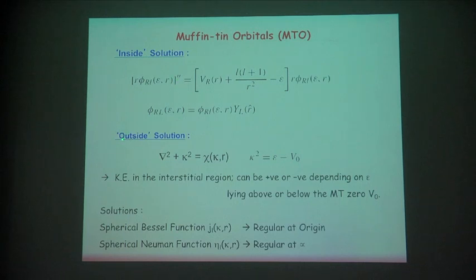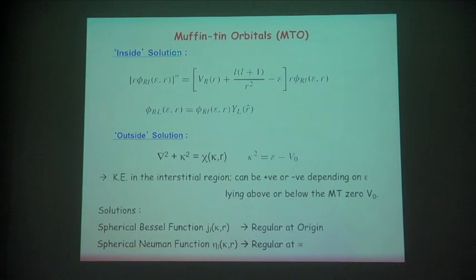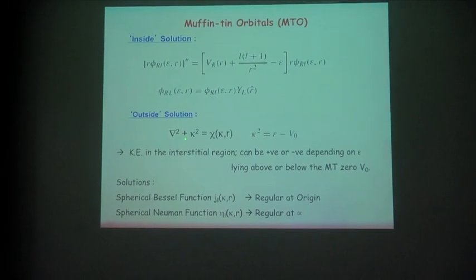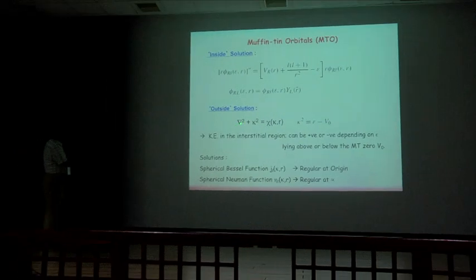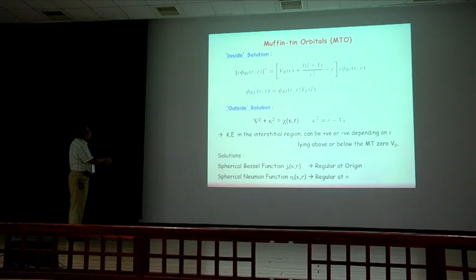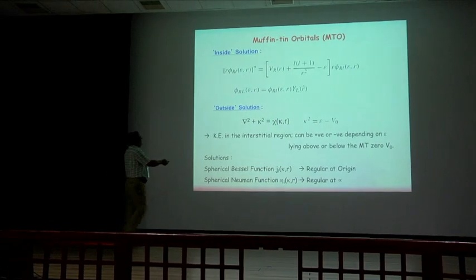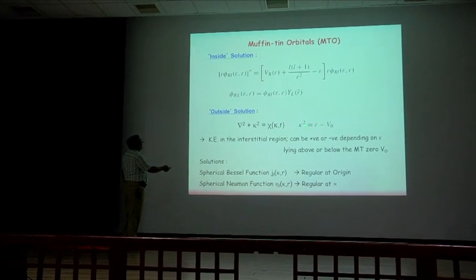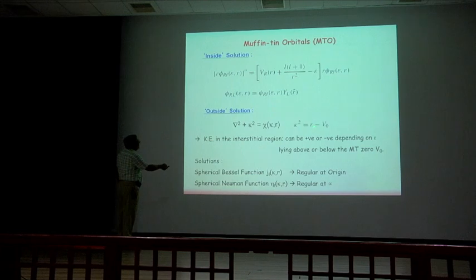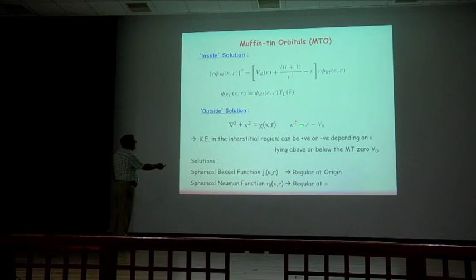But now comes the problematic part, the outside solution. What do you mean by outside? Outside means in between the two atoms, in the interstitial region. There, in the interstitial region, the equation that is governing takes this kind of a shape, that is (grad² + κ²) χ(κ, r) = 0. What is kappa? The κ² is ε minus V0. How is it coming?